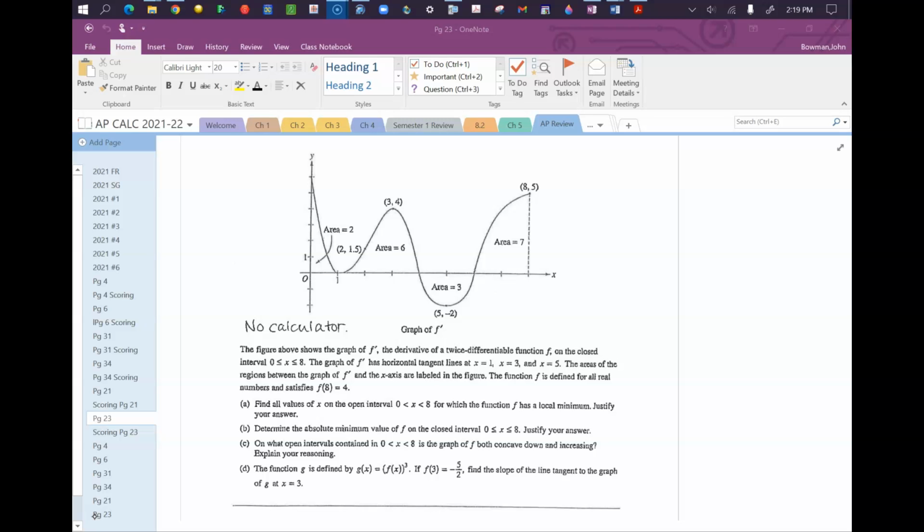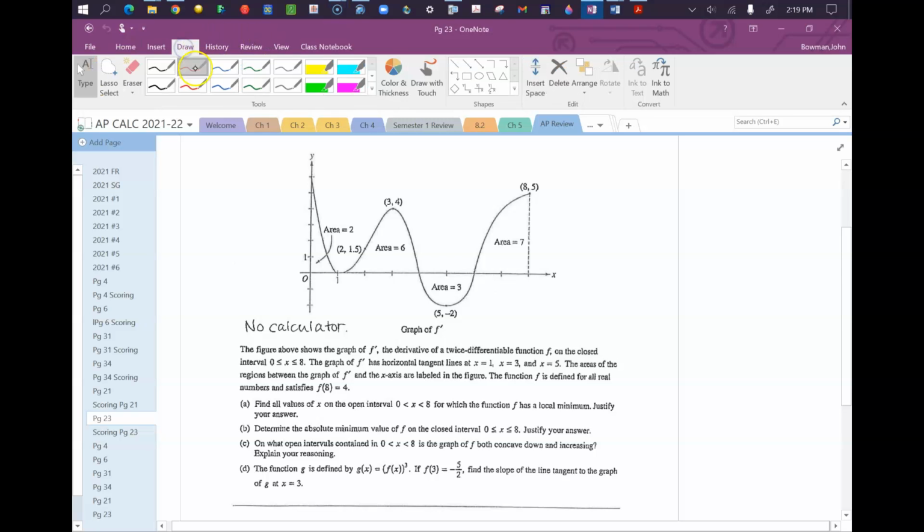The derivative of a twice differentiable function f on the closed interval from 0 to 8. Notice it's twice differentiable, meaning that the function is differentiable and the derivative of f prime is also differentiable, which also implies continuity for both f prime. On the closed interval means we include the endpoints. The graph of f prime has horizontal tangent lines at x equal 1, at x equal 3, and x equal 5.